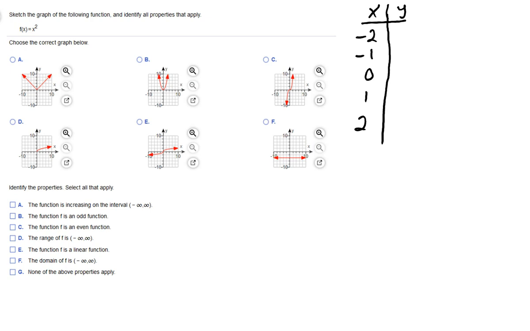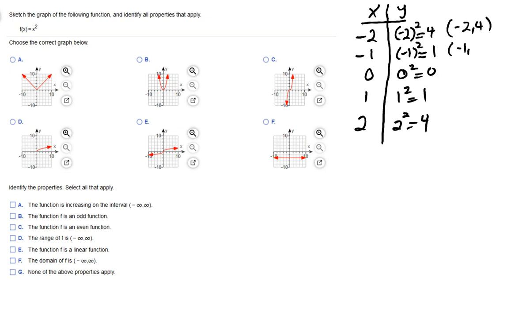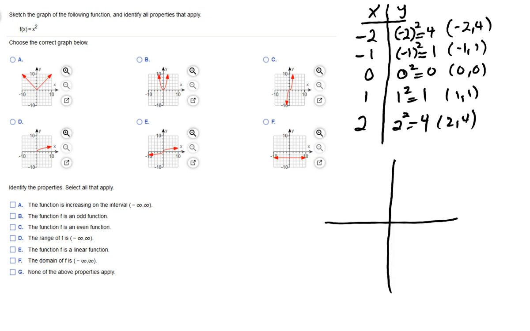Then I'm going to substitute these values in for x. -2 squared is +4. -1 squared is +1. 0 squared is 0. 1 squared is 1. And 2 squared is 4. Now I have a set of ordered pairs: -2, 4; -1, 1; 0, 0; 1, 1; and 2, 4. And I can plot those points.